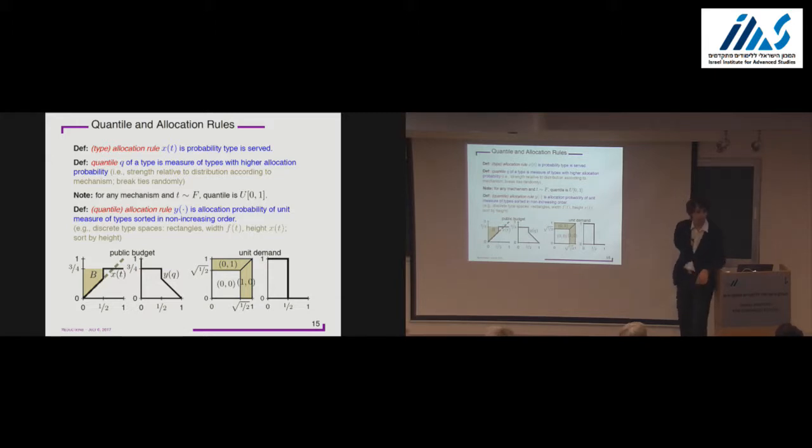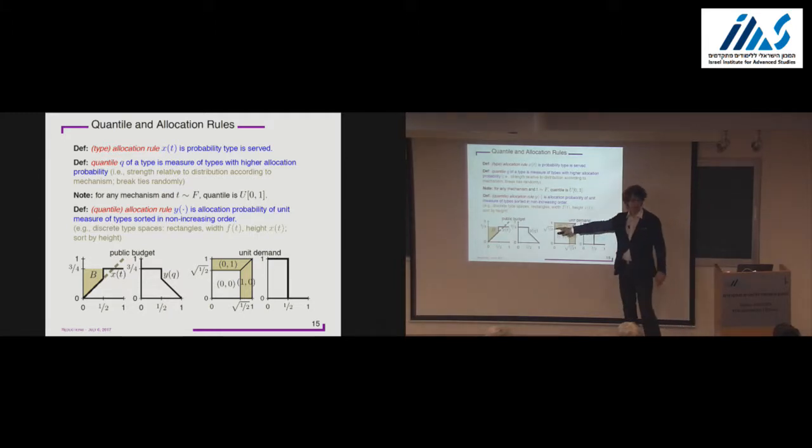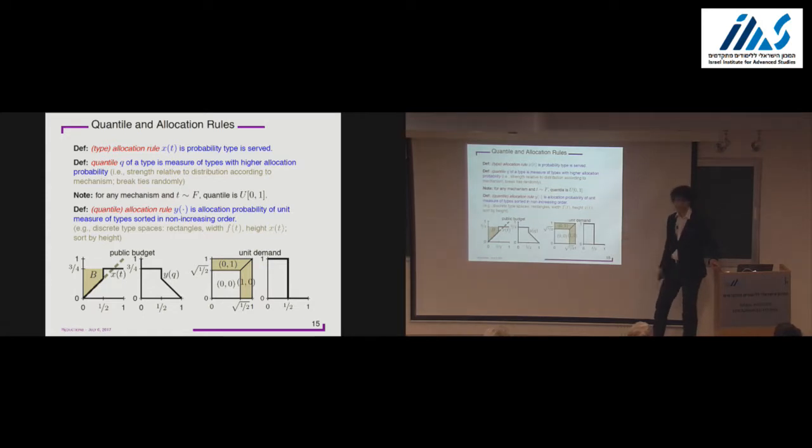Yeah? Sorry, to be clear, we're assuming quasi-linearity but not necessarily linearity in the preferences? For public budget, it's not quasi-linear. For the unit demand, it is quasi-linear. It's actually linear. But you still have enough to get the usual increasing probability of getting the good with your type? These are just examples. So for these examples, yes. And I defined the order of types in quantile space to be the order of the allocation probability. Oh, I see. And so it's always going to be decreasing in quantile space because I defined it to be decreasing. That's correct.